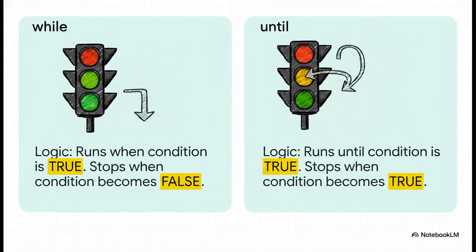A while loop runs when a condition is true and stops when it becomes false. An until loop does the exact opposite. It runs when the condition is false and stops the moment it becomes true. So here's a good rule of thumb. Use while for things you want to continue, like while a service is still running, and use until for a goal you're trying to reach, like until a file has finished downloading.